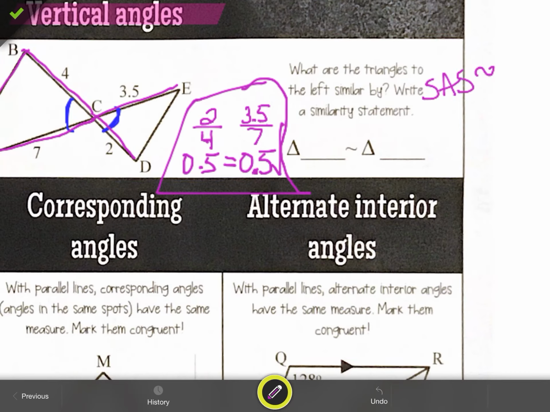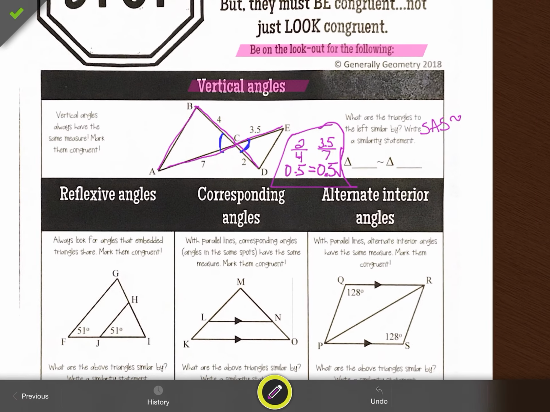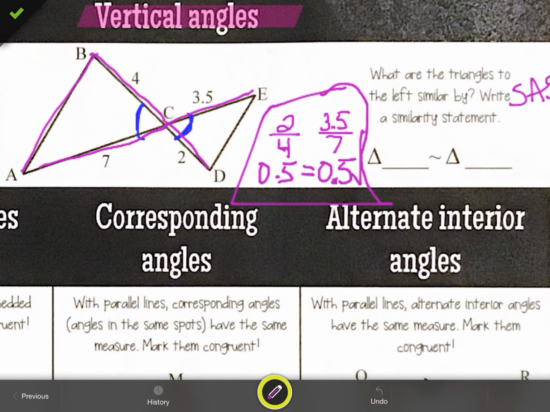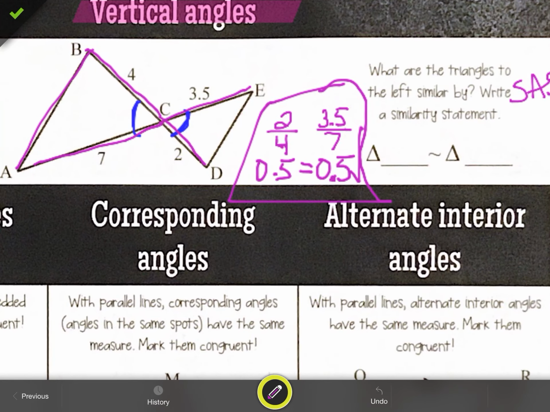Yes, side, angle, side. Now they want us to write a similarity statement. That means match your parts up. So I'm going to say triangle, and again, it doesn't matter. Let's stay with the small one. I'm going to say DCE. Now here's where it gets a little tricky. Is similar to, so DC, my first 2 letters are on my short side.